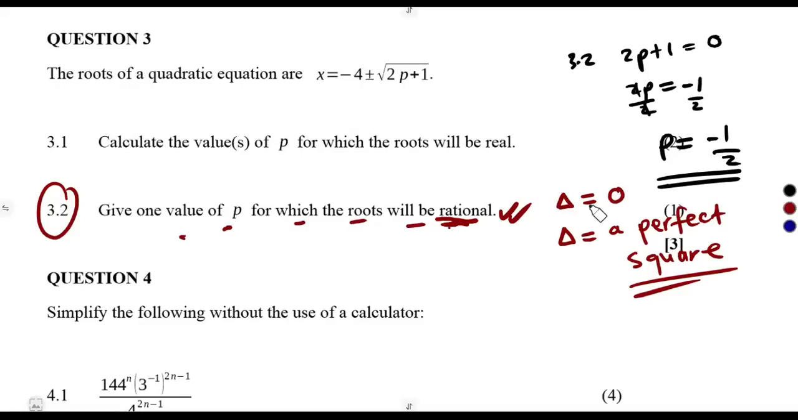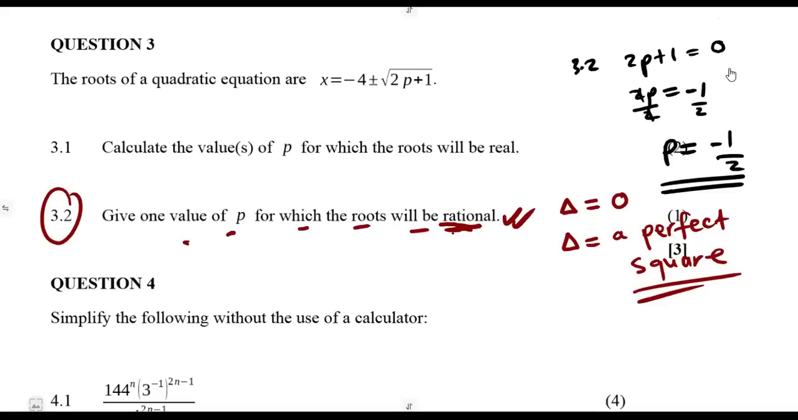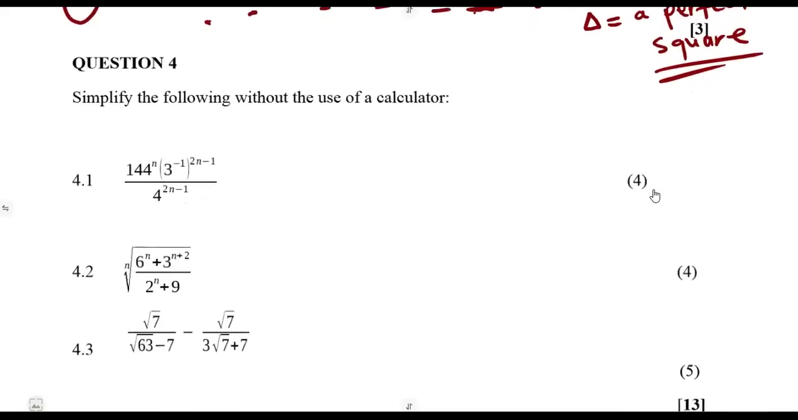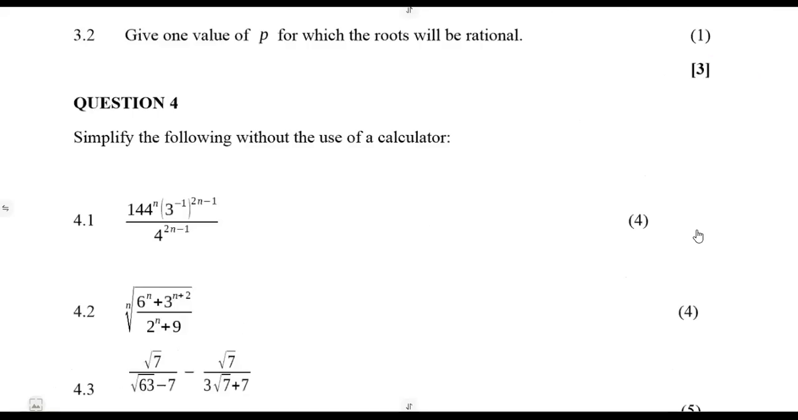When what is under the square root is equal to 0, or when it is a perfect square, those are the two conditions. So the easier path was to work with what? A 0. Because a perfect square, which one are you going to work with? So the best way is to work with a 0. Just like that. All right.